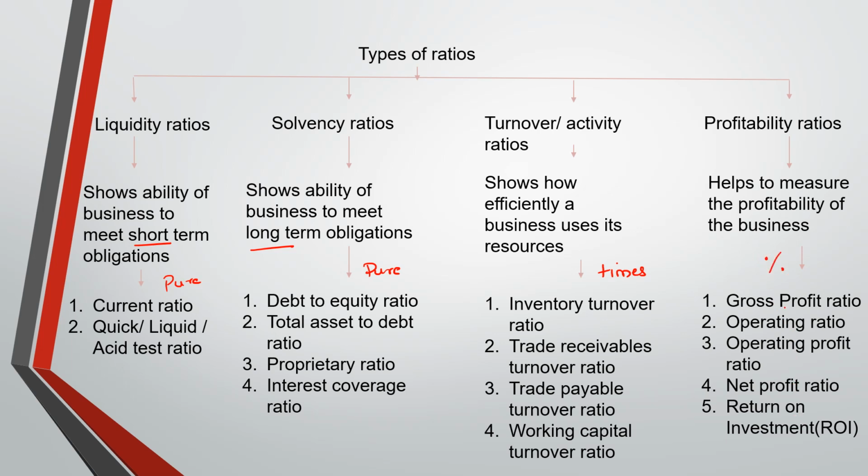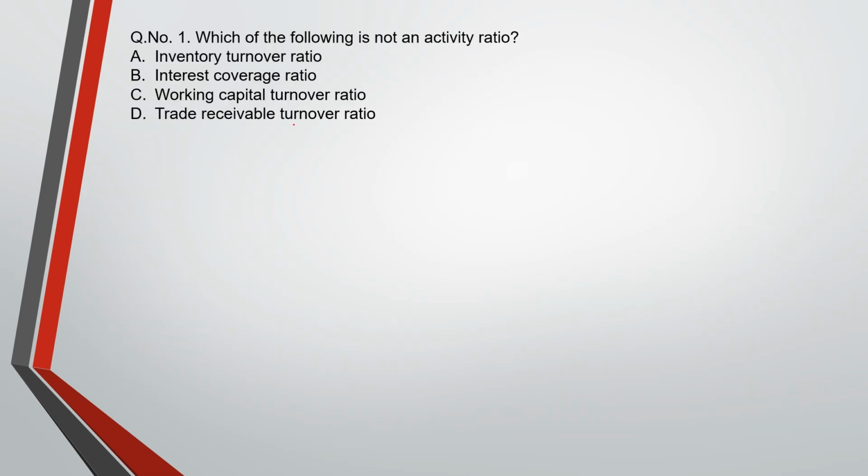This is normally in percentage that we calculate. So this is a quick summary of the different ratios. Now we will do some questions on this. So question number 1, which of the following is not an activity ratio? So which one of these is not an activity ratio? Inventory turnover ratio, interest coverage ratio, working capital turnover ratio, trade receivable turnover ratio.